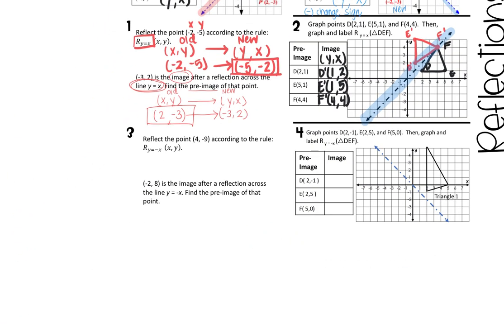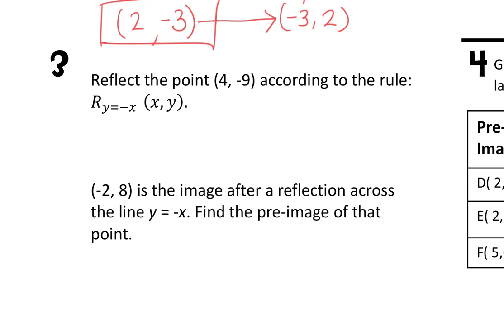So let's start doing 3 and 4. Let's practice. It says reflect the point 4, negative 9 according to the rule. R for reflection, okay? That's what it means. And it's a reflection over y equals negative x, okay? So if I have my original point, my old point, I want to get my new point. And I'm going to do that by applying the rule negative y, negative x.